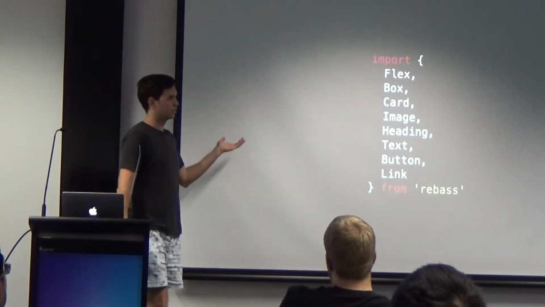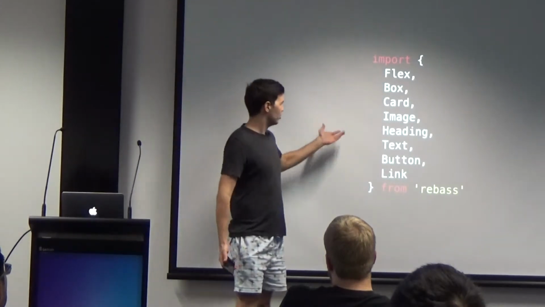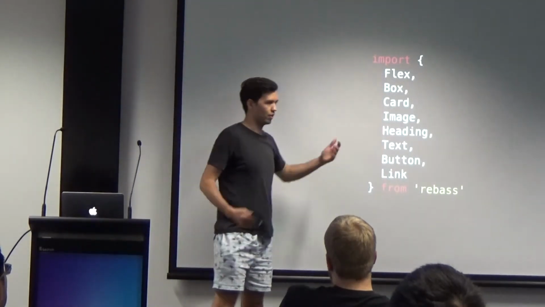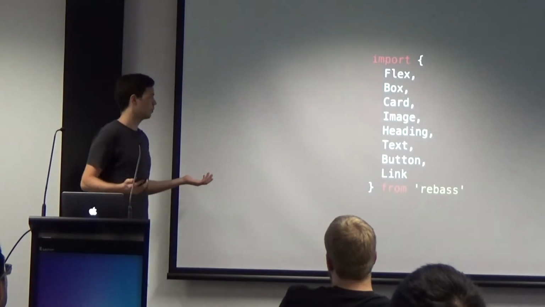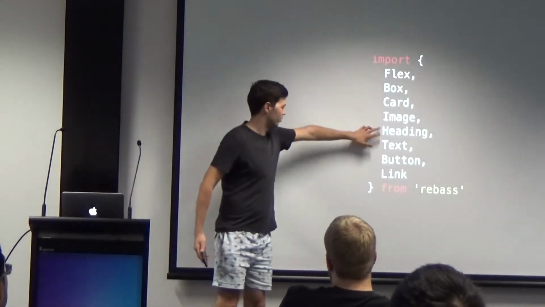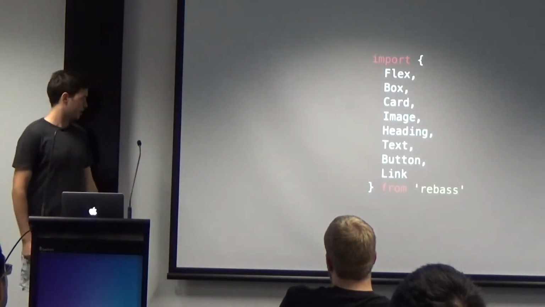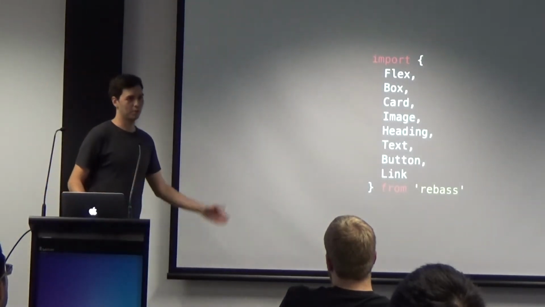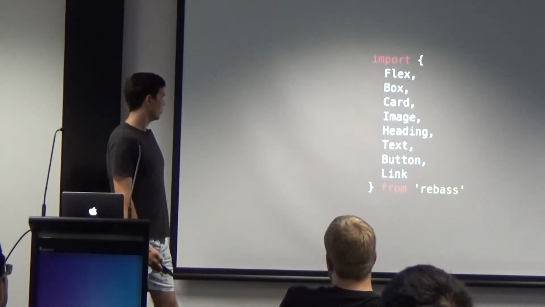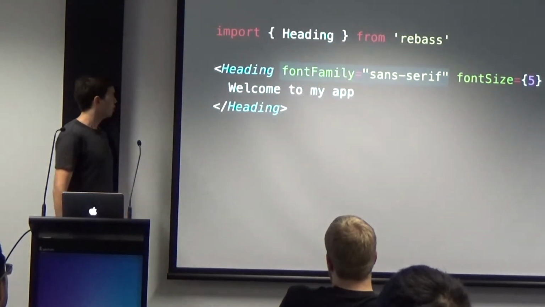You have a card, which we'll talk about a bit later. You have an image. A heading just defaults to some standard heading sizes. Heading actually extends text internally, and then there's buttons and links. So basically, you can make any app in the world with these. Won't look very good, but it'll work. So this is Rebass.